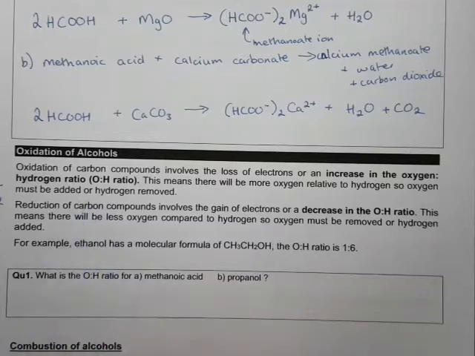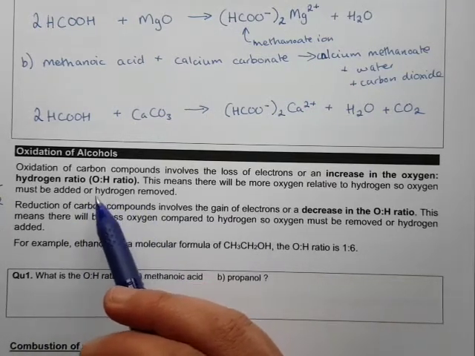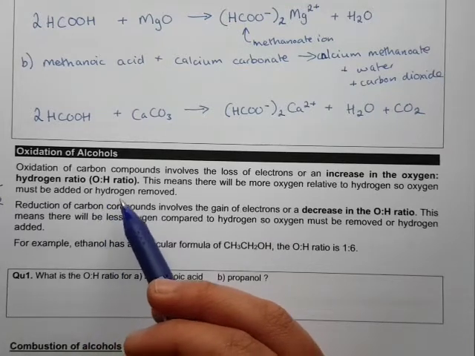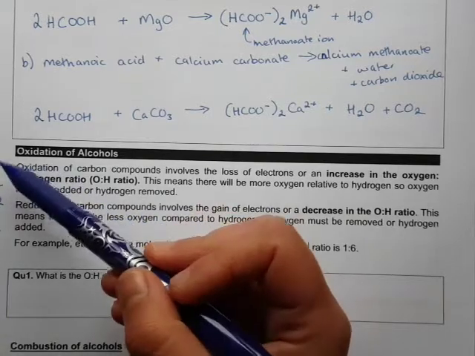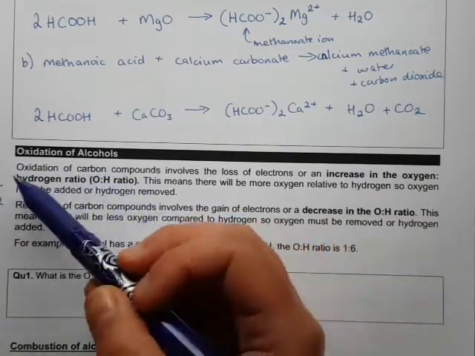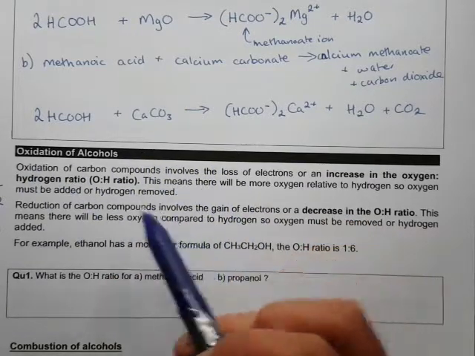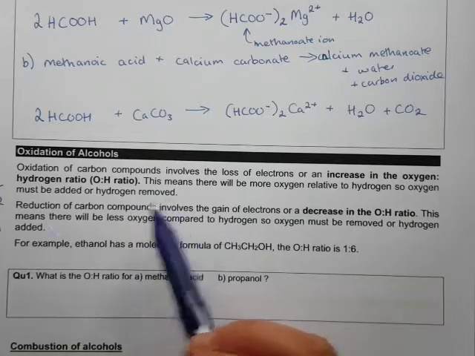But if we're adding oxygen in terms of carbon chemistry, the other thing we can do for oxidation is removing hydrogen. So oxidation is adding oxygen or removing hydrogen. You can remember it by the mnemonic OIL RIG if you want to, where oxidation is loss of hydrogen, but that might be confusing. So oxidation is an increase in oxygen or a decrease in hydrogen.